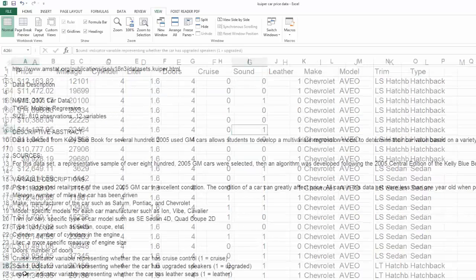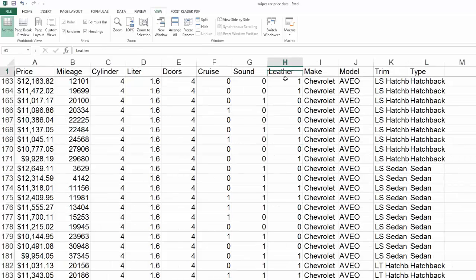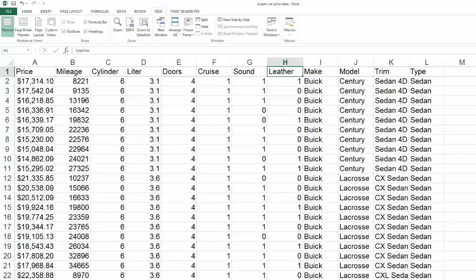Leather interior, okay, leather seats. Another indicator variable representing whether the car has leather seats. A 1 means it's leather, a 0 means those seats are not leather. Some people probably like it, so I would presume that the relationship between leather and price should be positive too. So I've come up with my guesses.